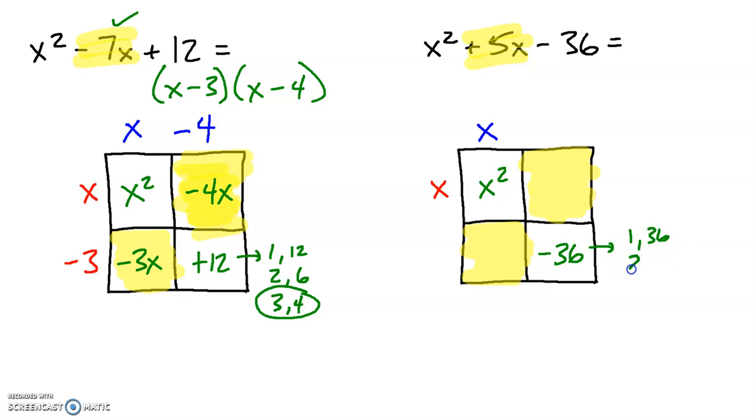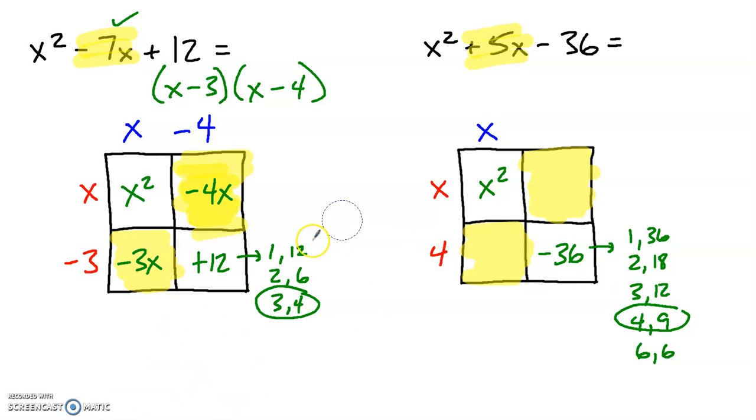1 and 36. I've got 2 and 18. I've got 3 and 12 as an option. I've got 4 and 9, or I could even use 6 and 6. But I need to find the pair that would have a 5 somehow. I know the signs need to be different too to get negative 36, so I'm really looking for two numbers with a difference of 5. There it is. 4 and 9.